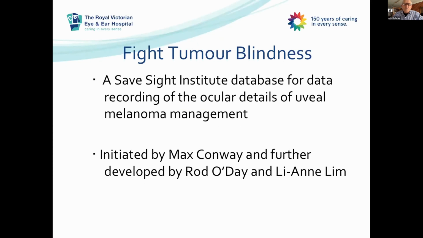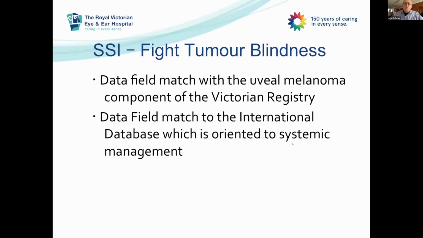What we're aiming for as part of our pathway is to develop an open access database, and we're going to do this at the Save Sight Institute, and it's set up as Fight Tumour Blindness. It's got a headline there, but the back end is still currently being built. The idea is that it will match both our Victorian registry and also the data fields of the international database, which we feel is much more oriented to systemic management.